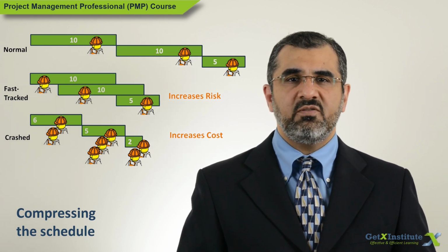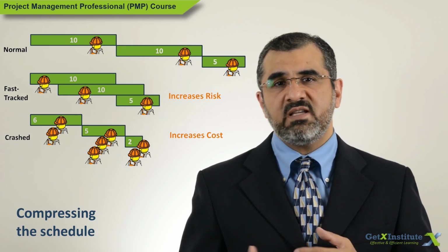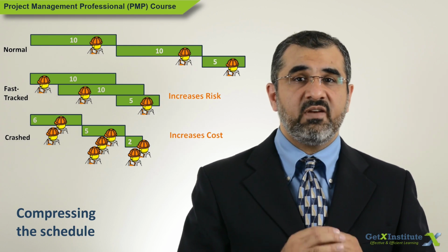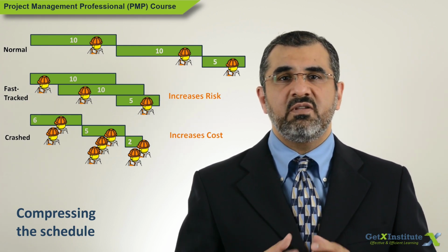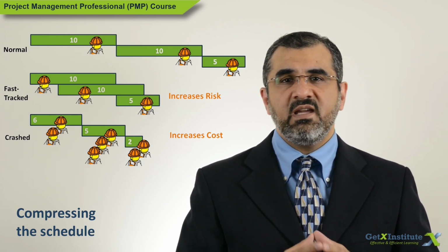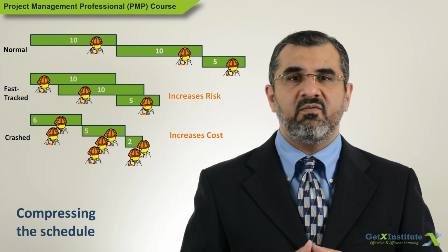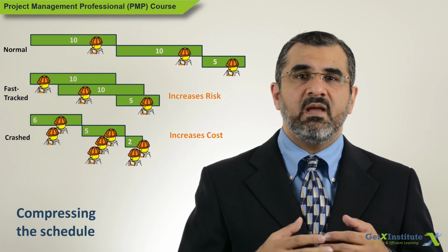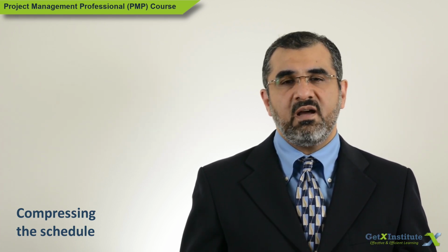In the example shown, there are 25 days of work. If fast-tracked, the duration reduces to 15 days, and if crashed, it is reduced to 13 days. Fast tracking results in overlapped work, which increases risk, while crashing results in adding more resources, which results in a higher cost.